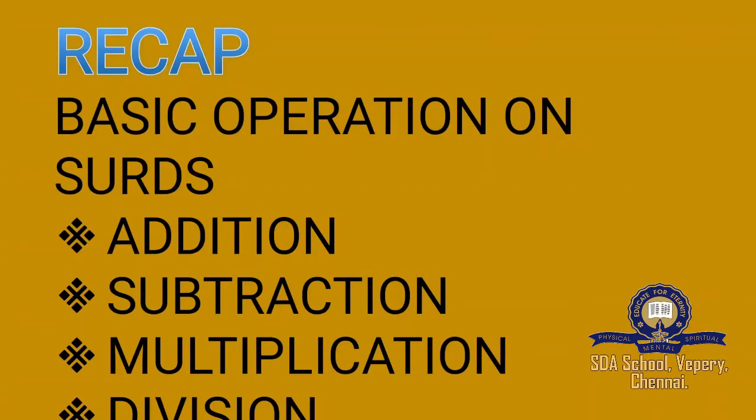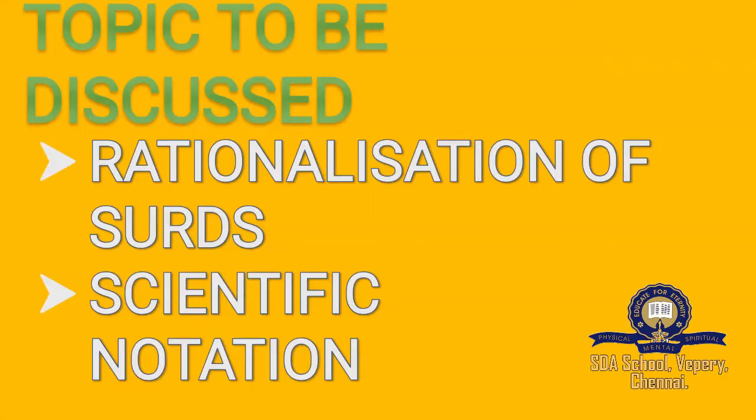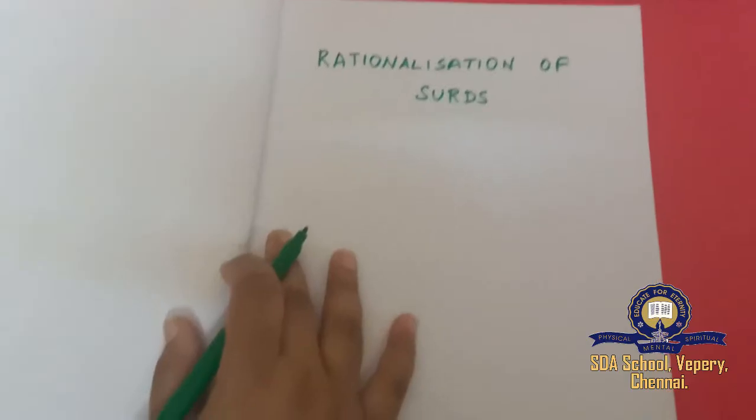Let us do a quick recap of whatever we studied in the previous class. In the previous class, we studied about surds and its basic operations, that is addition, subtraction, multiplication, and division. In today's class, we will be learning about rationalization of surds and scientific notation in detail. That is exercise 2.7 and 2.8.